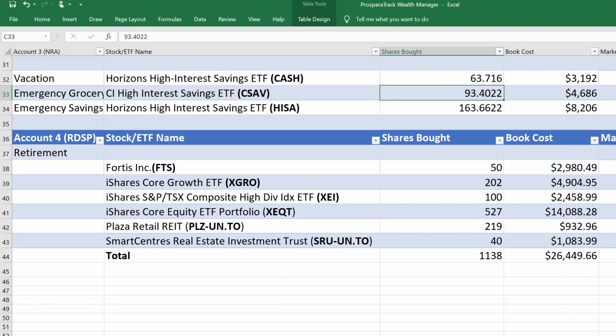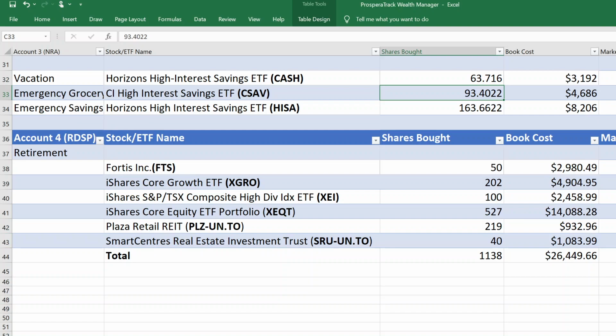This particular one, my RDSP, is one that you guys might not be familiar with on this channel because I couldn't really show you what is invested in this particular account before. However, this is one of the reasons why I created this template, to be able to show you and share with you what my strategy is for my RDSP, what products I've invested in, and why I've invested in what I've invested in my RDSP as well.